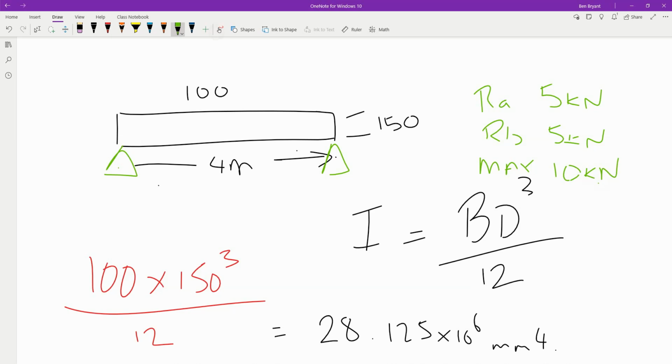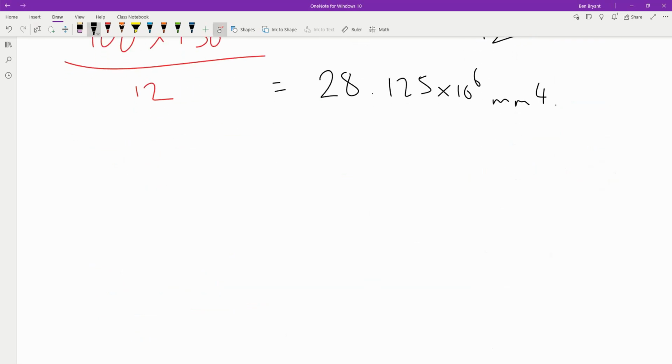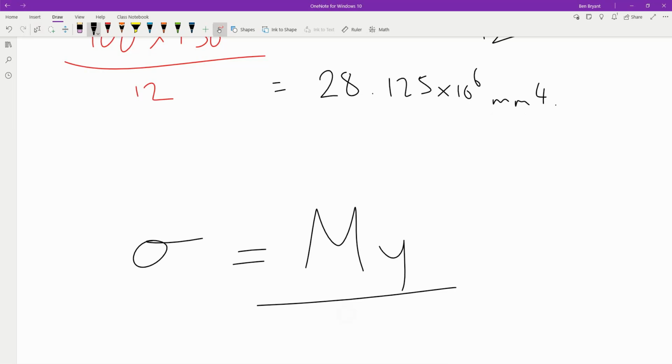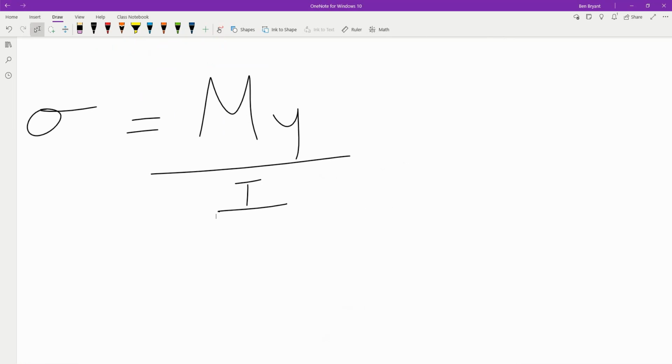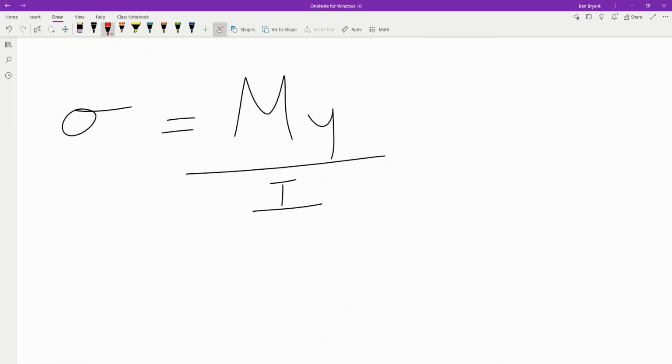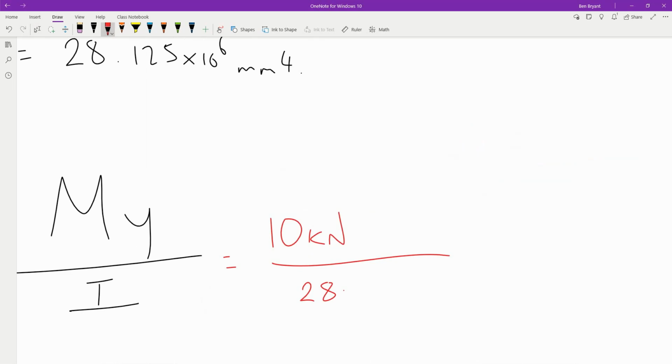So what we can do is now work this one out. We can turn around and say, well, we know that our stress equals our moment times our distance over our second moment of area. So we know here that our moment is going to be 10 kilonewtons, and we know that this is going to be all over 28.125 times 10 to the power of 6. We now need to work out our y.